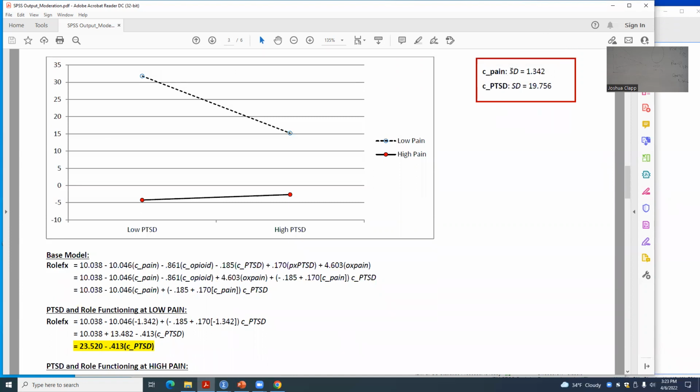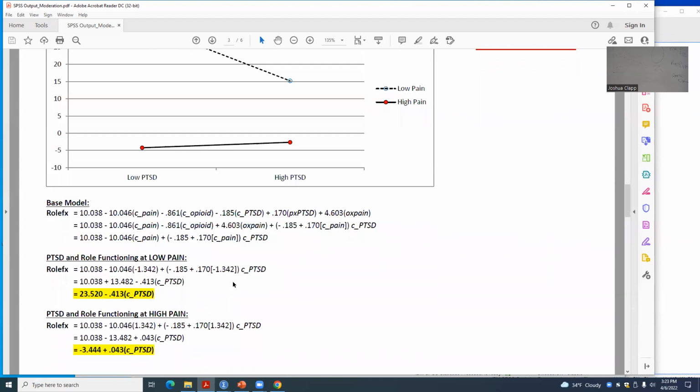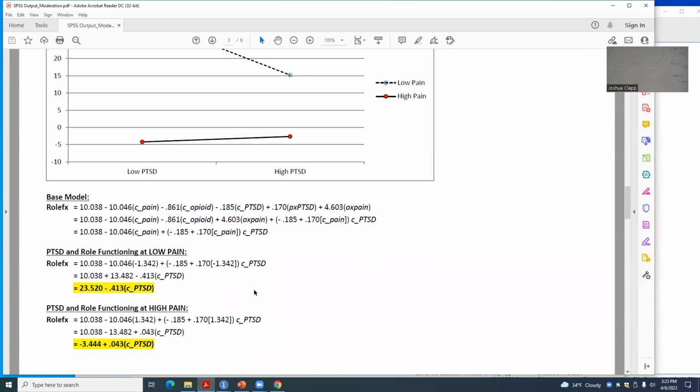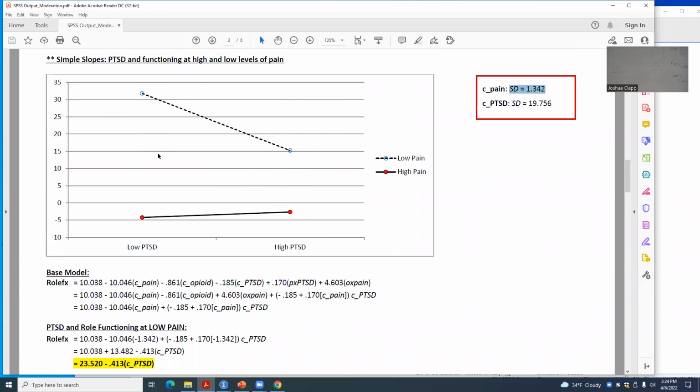And I'm just saying for this, the standard deviation of centered pain is 1.342, so we're just using plus or minus there. Standard deviation for PTSD, 19.756, plus or minus there, right? So we're just plugging in high and low levels of pain and restructuring that equation, same as before. I can plug this into Excel and get my simple slopes graph, okay?